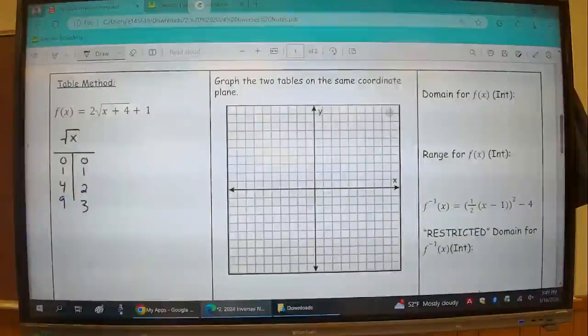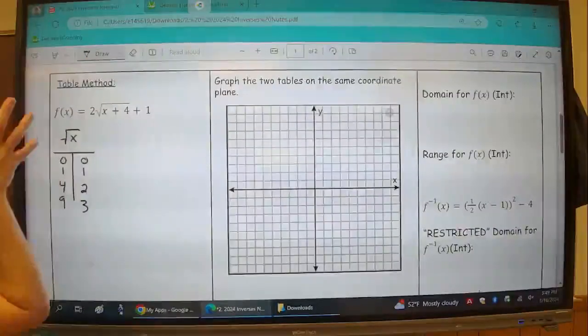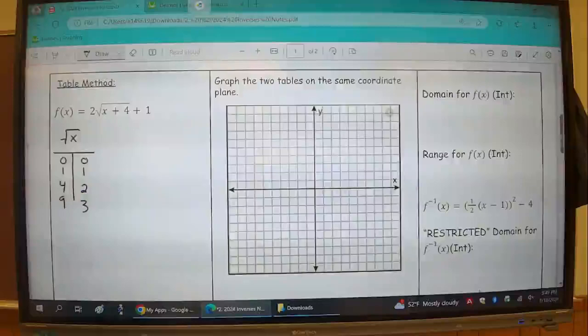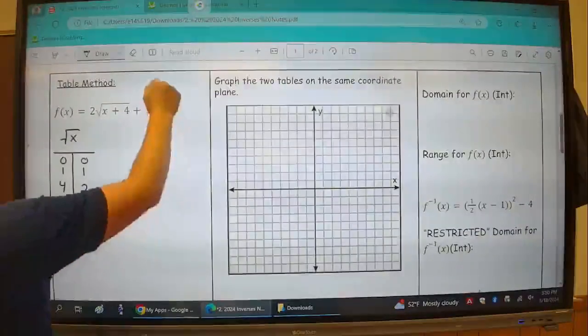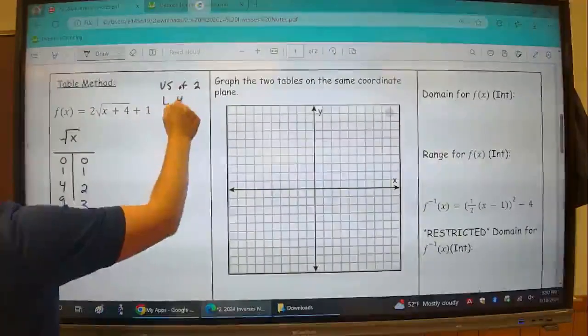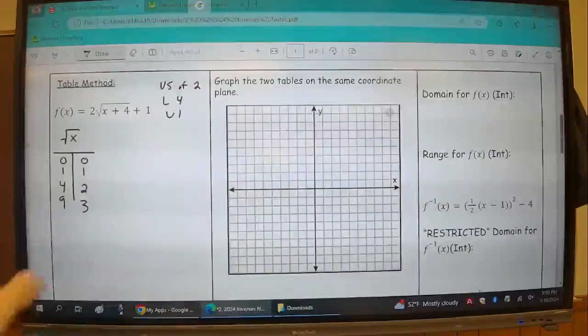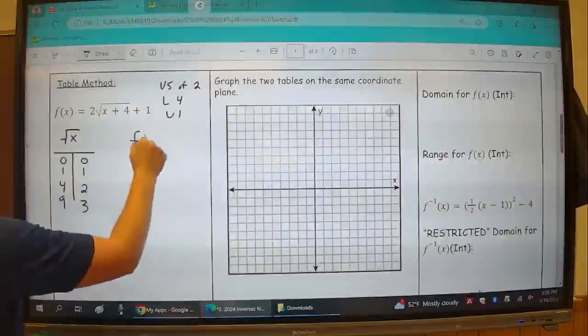This one is not just the square root of x. It's the square root of x plus 4. Not only that, it is 2 times the square root of x plus 4, plus 1. It has some transformations applied to it. So we mentioned that we need to adjust our x's and adjust our y's. From this, I can see a couple of things. We have a vertical stretch of 2. We're going to be moving left 4 and up 1. So I can take this table and use these transformations to create the new table for my f of x function.